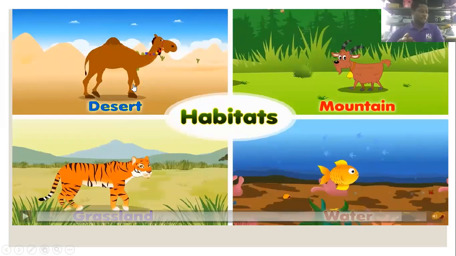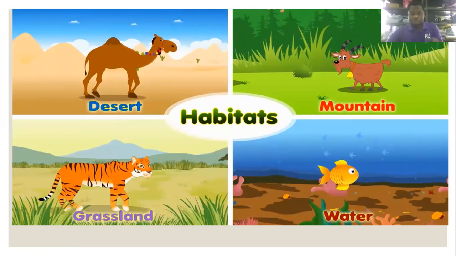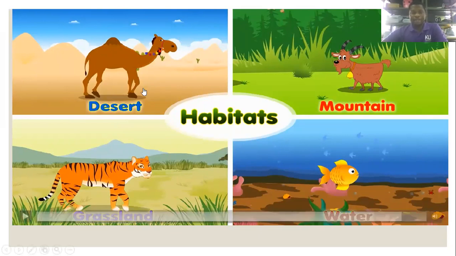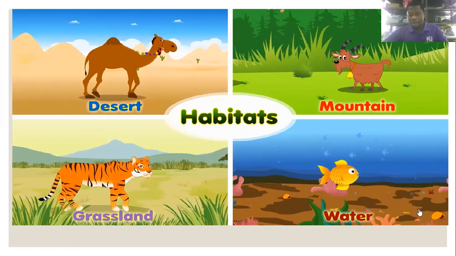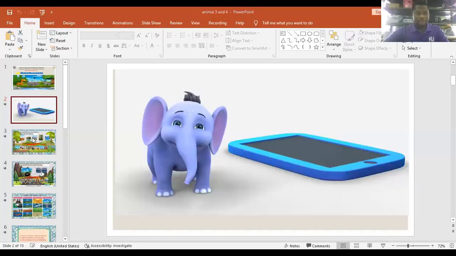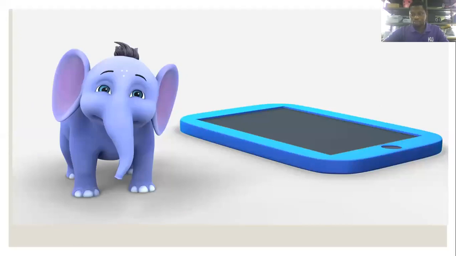Okay, so these are the various habitats where animals live, meaning the places where these animals live. You have the desert, where the camel lives. You have the goat that lives in the mountains. The tiger lives in the grassland, and the fish live in the water. So this is what we're going to be talking about in this lesson. Thanks for listening to this awesome song, and we are going to move to our next slide.